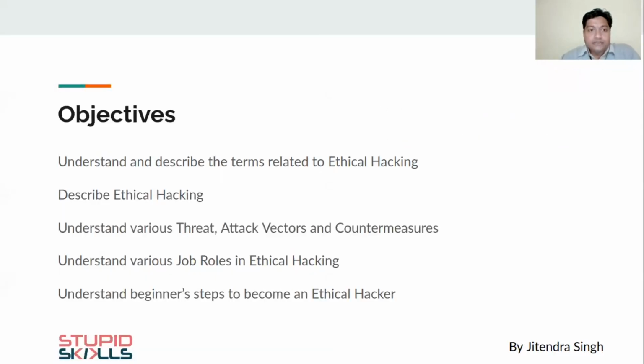So these are the objectives that will be covered in this session, wherein participants after attending this session should be able to describe ethical hacking as a term. Obviously, after understanding what are threats, what are various attack vectors, and what are countermeasures, then the various job roles related to ethical hacking, and how a beginner can take initial steps to become an ethical hacker.